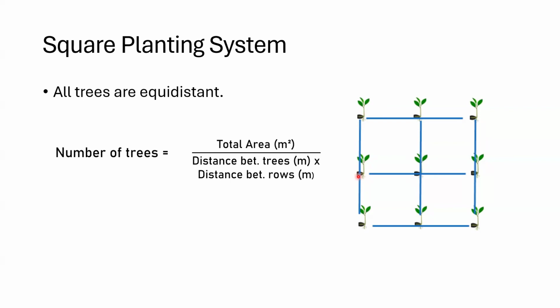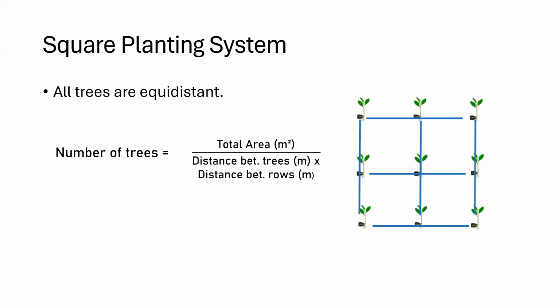But since sabi natin na all trees are equidistant and square nga, square planting system, therefore, the distance between trees and the distance between rows is actually the same. So parehas lang itong distances from here to here and from here to here and from here to here, from here to here. So same distances between trees and between rows.